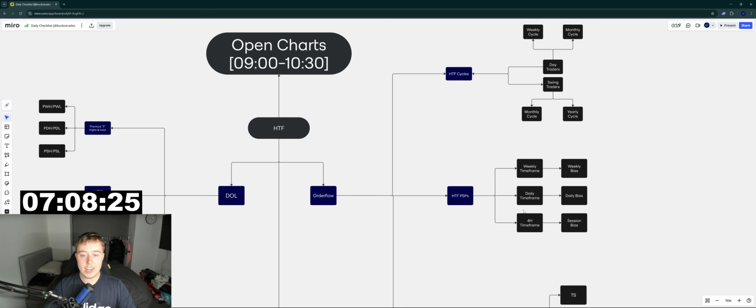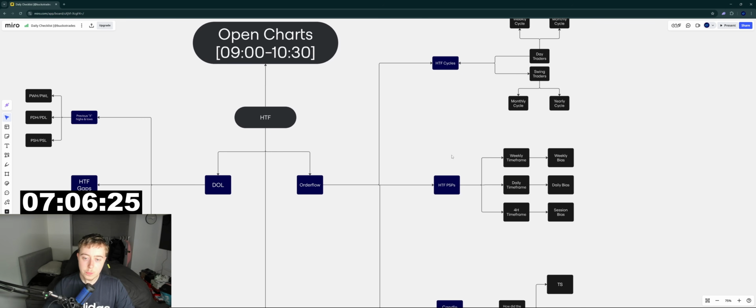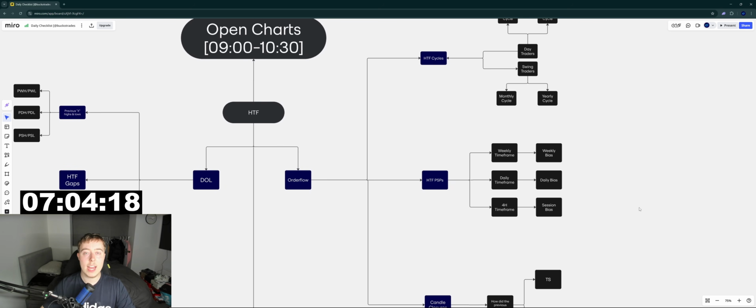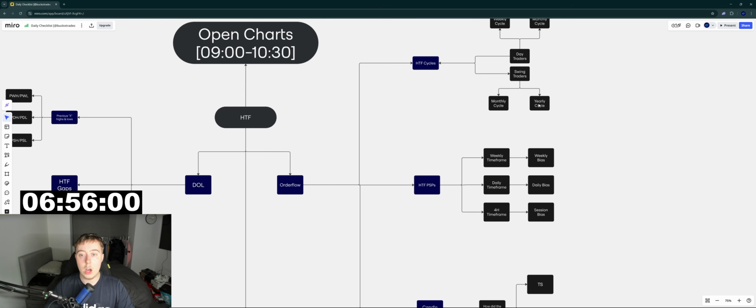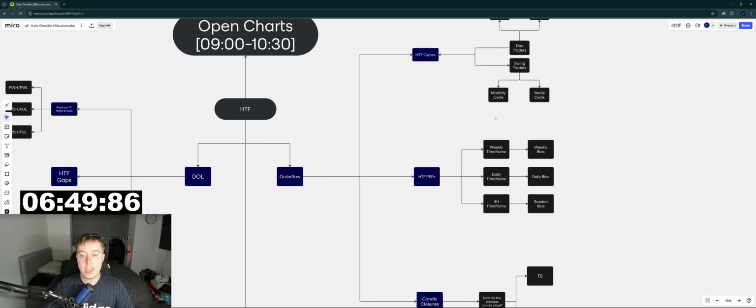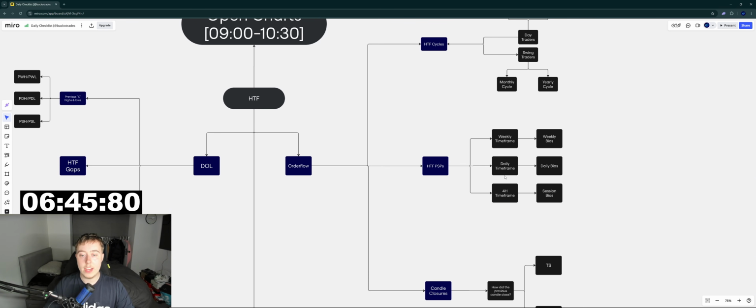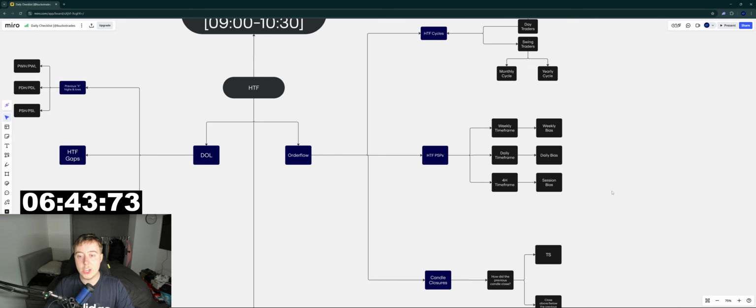Okay, the next thing is high time frame PSPs. So we know that PSPs can tell us when price is about to reverse, or we can also use them for continuations. Okay, so if we get a weekly time frame PSP, this can give us our weekly bias, because that means the following candle number 3 is likely to trade away from that PSP. If we get a daily time frame PSP, then this can give us our daily bias. And then if we get a 4-hour time frame PSP, this can give us our session bias.